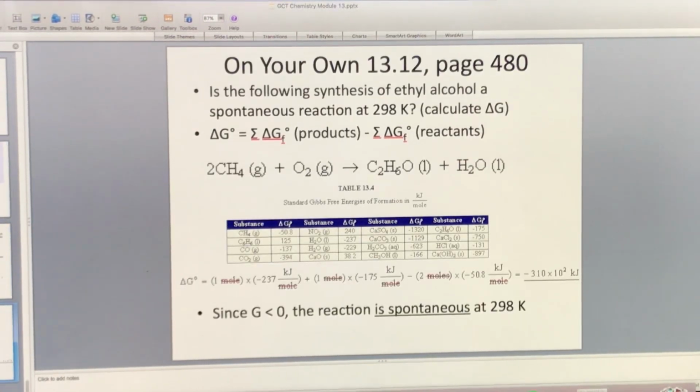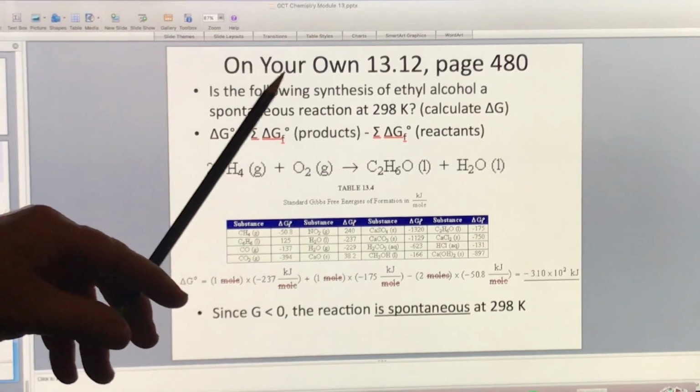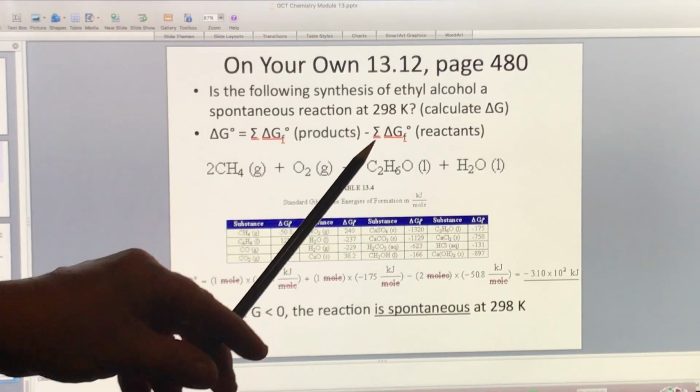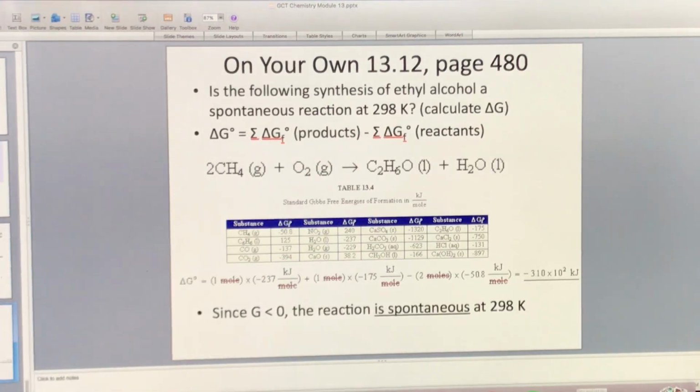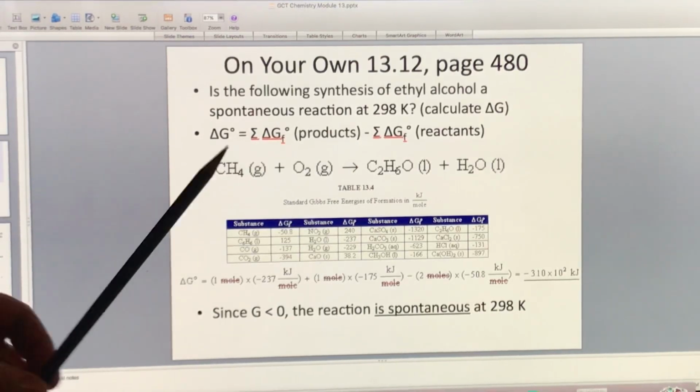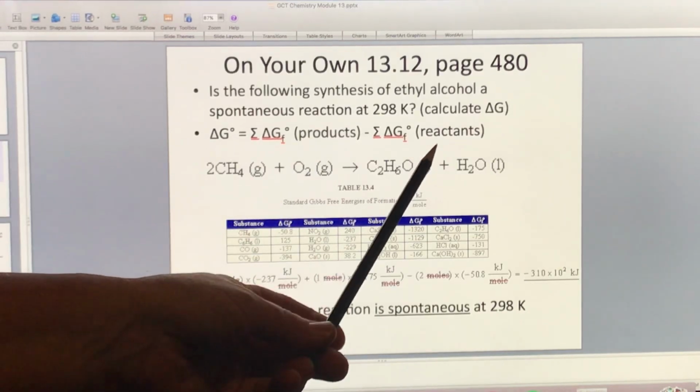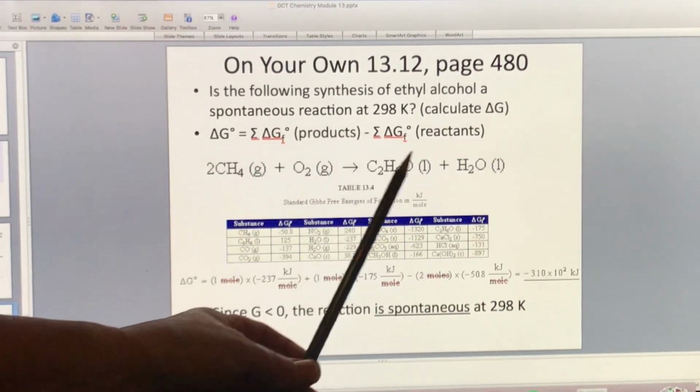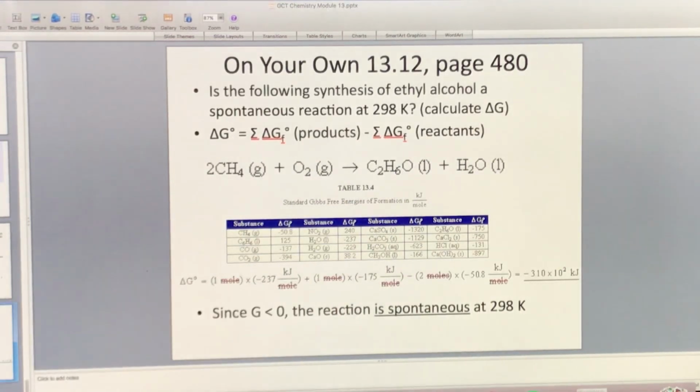All right, so our last problem in this series is on your own 312. It asks the following question. Is the following synthesis of ethyl alcohol a spontaneous reaction at 298 Kelvin? And we have to calculate the delta G. So once again, we have the products minus the reactants. We'll start on this side, the product side.